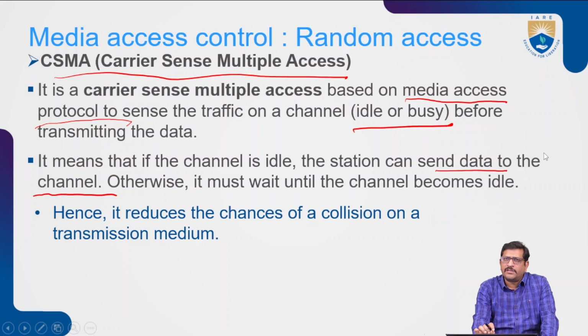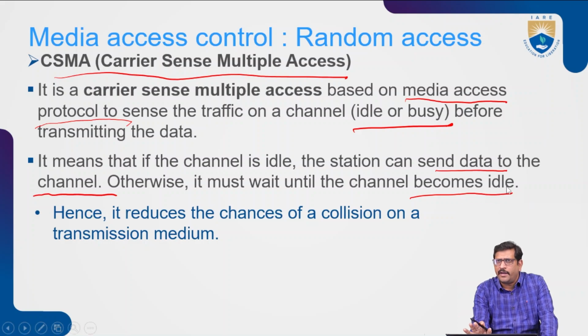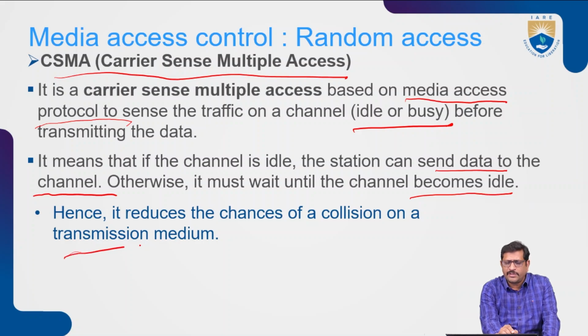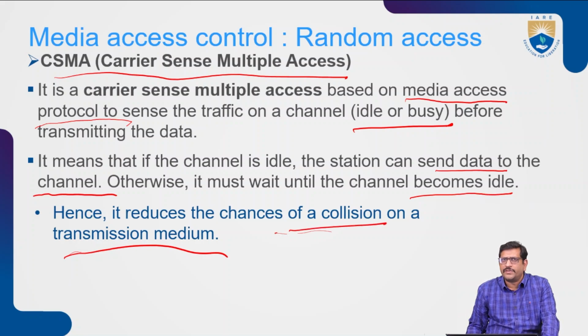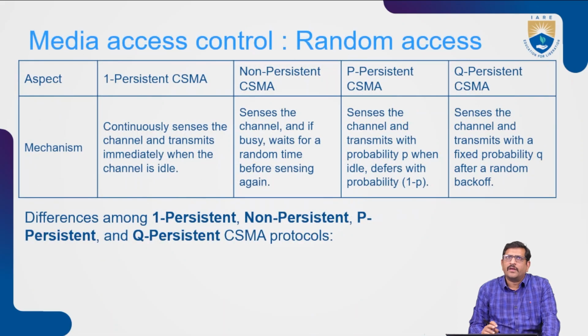Otherwise, it must wait until the channel becomes idle. Whenever the channels are idle, only then can the signals be sent to the identified channel. Communicating like this reduces the collisions over the transmission media. The collisions can be reduced by channel availability, so if the channel is available and you send the data, we can reduce the collisions as much as possible.